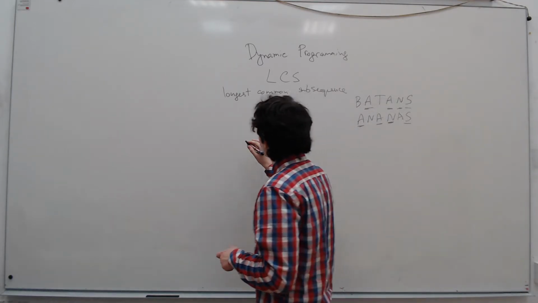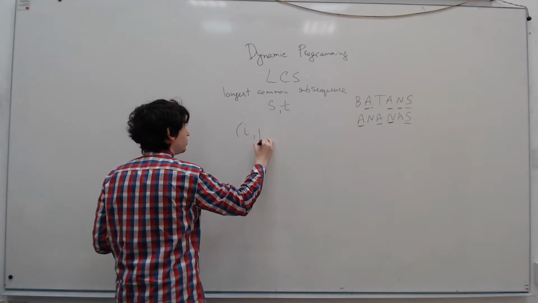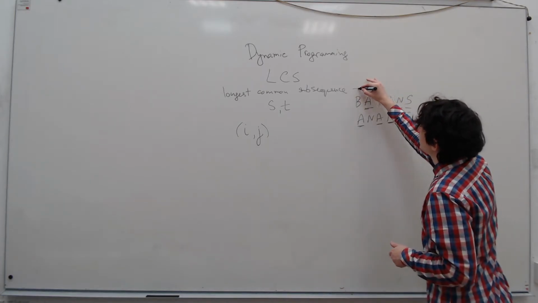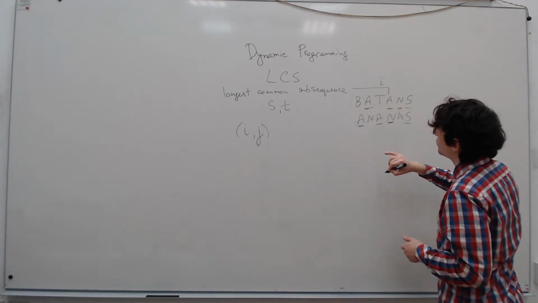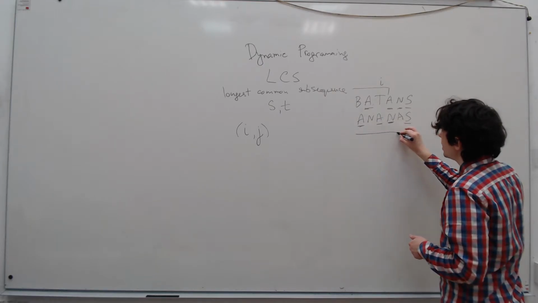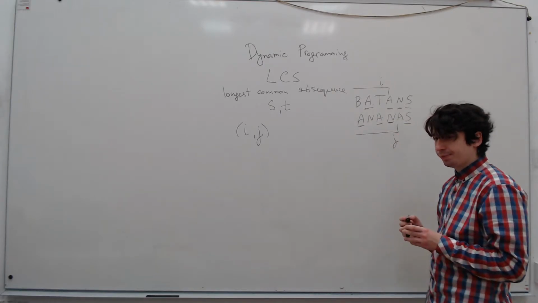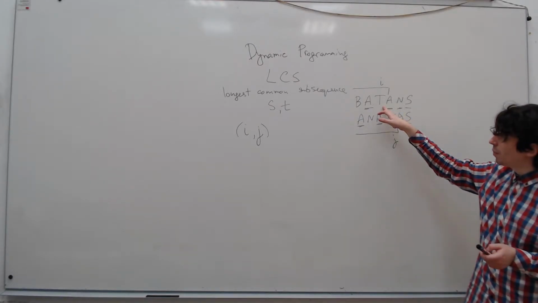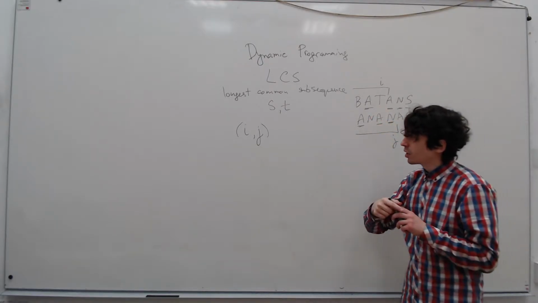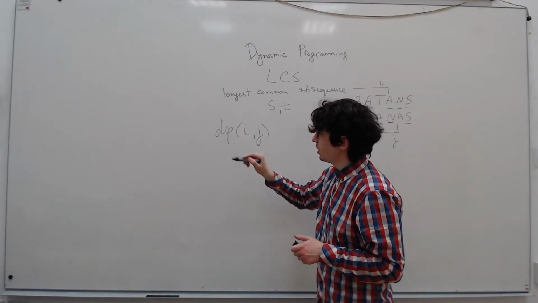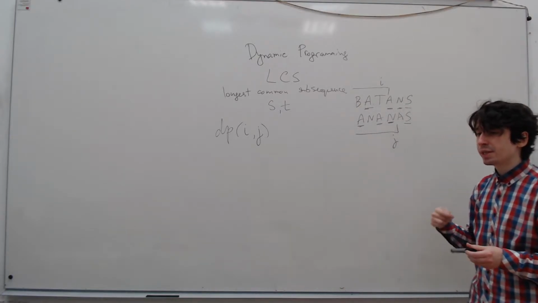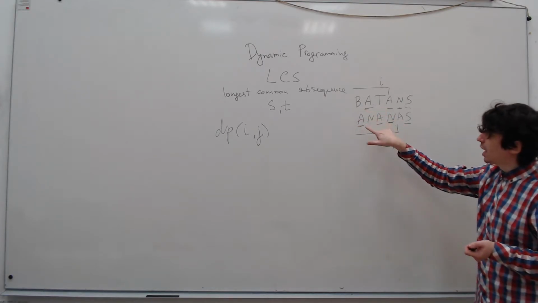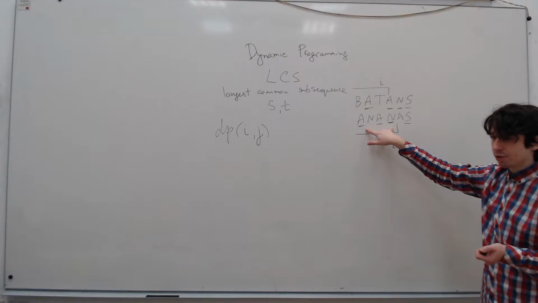So I will say that the state is ij, where i is the prefix of the first string and j is the prefix of the second string. So this is the state. The dynamic programming ij will return the longest common subsequence between the prefix of S of length i and the prefix of the second string of length j.